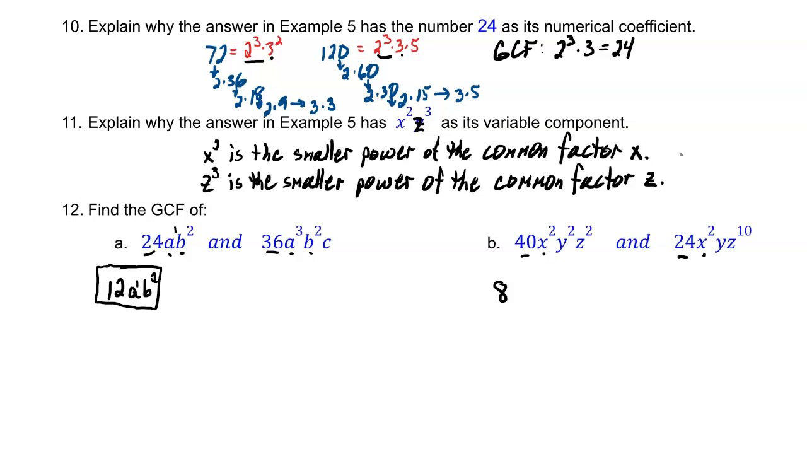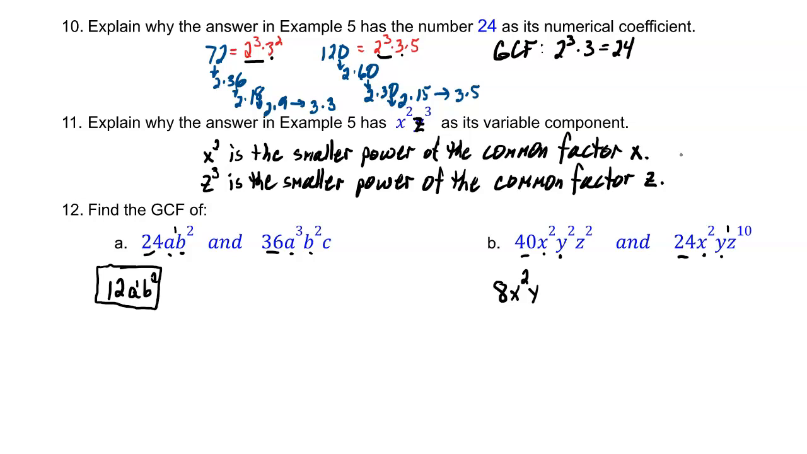Now let's work with the variables. X is common to both, and they both have x squared. So x squared is in the GCF. The letter y is common to both. Now what's the smaller power of y? That would be y to the first power from our second given number. So y to the first power is in the GCF.